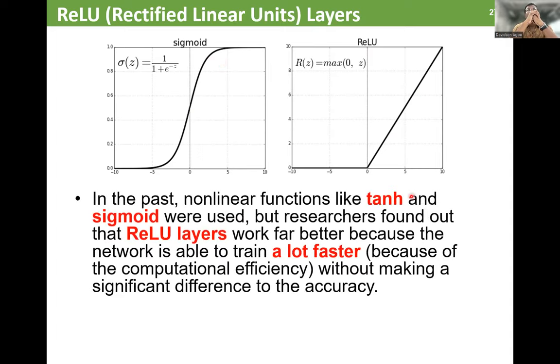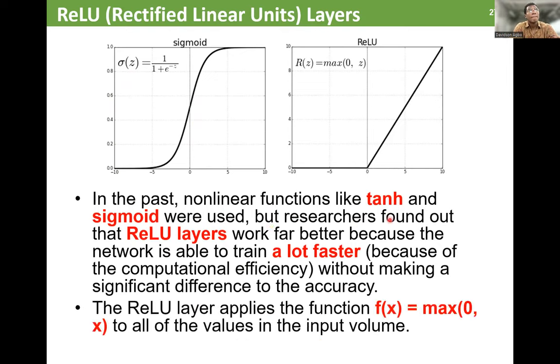Functions like tanh are similar to sigmoid, except the output, instead of going from 0 to 1, goes from -1 to 1. So sometimes you see this tanh. But just think of sigmoid and tanh as the same thing. ReLU is used because it's faster. So very simple.